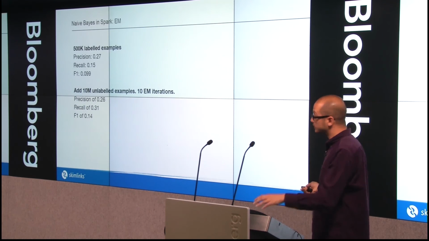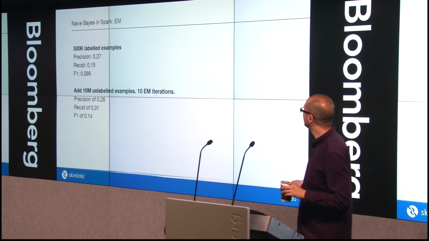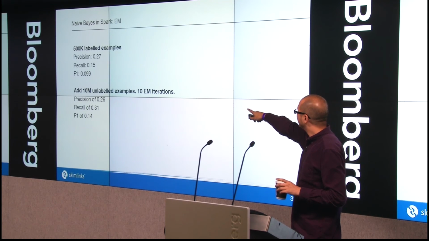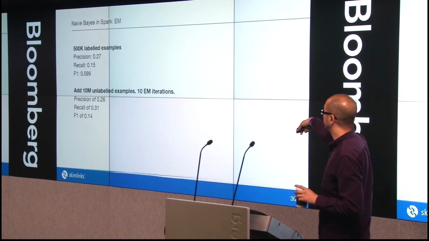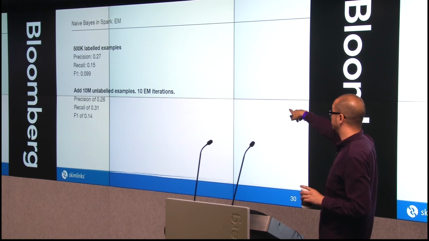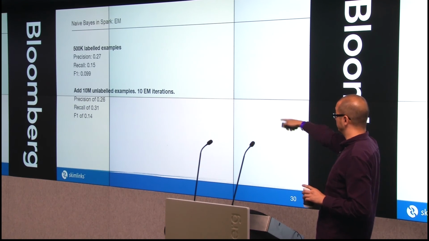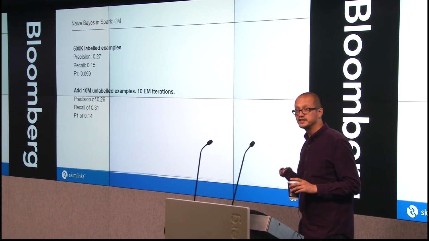Here's some results. This is for 500,000 labeled examples. I have the precision, recall and F1 score, and then by adding 10 million unlabeled examples and labeling them using the naive Bayes classifier and just doing 10 iterations in this case, I've increased the F1 by up to 0.14. It's labeled data for free. It's quite nice.